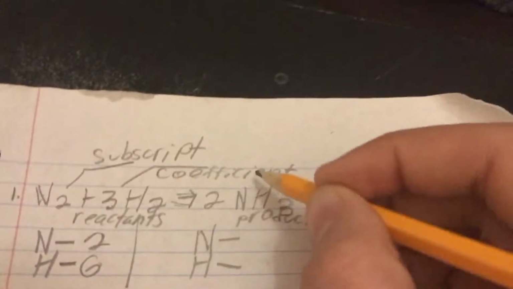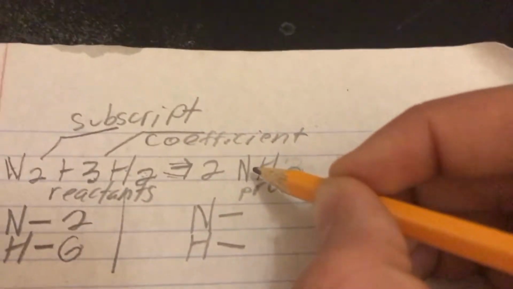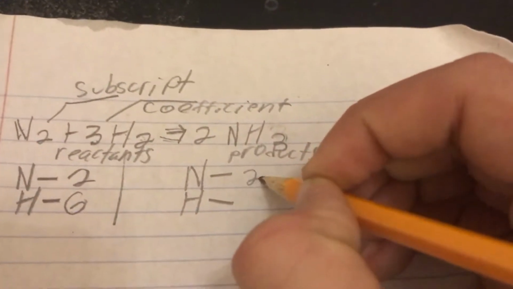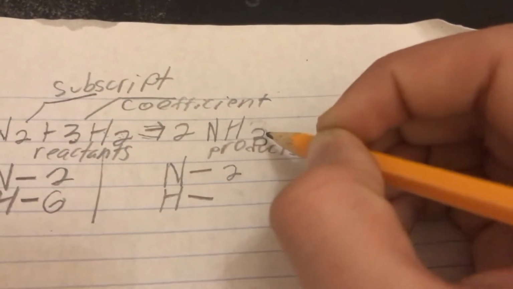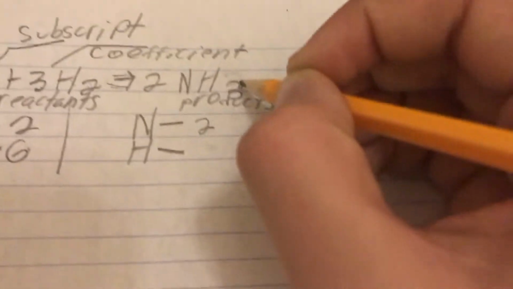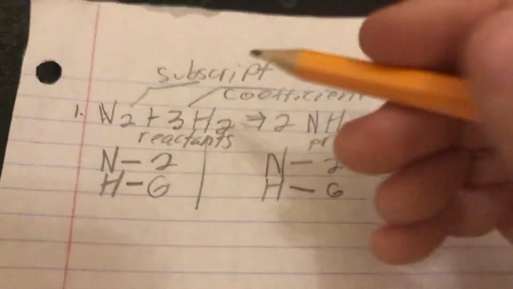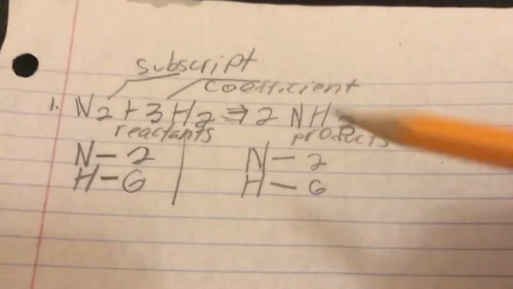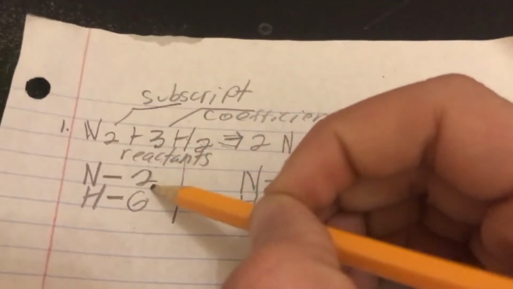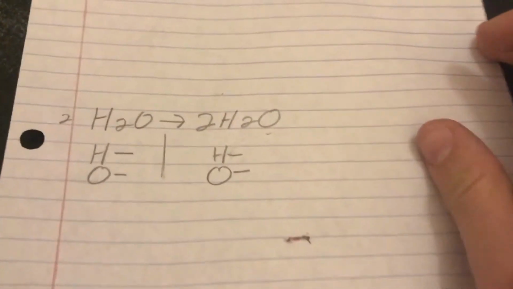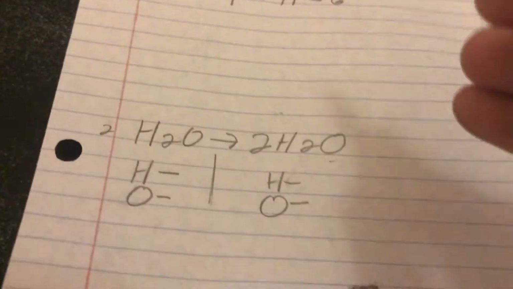So N has no subscript. That means it has 1 atom. So 1 times 2 is 2. Hydrogen has a subscript of 3, so 3 times 2 is 6. This is balanced because it has the same number of atoms per side. So 2 and 6 for nitrogen and hydrogen, 2 and 6 for nitrogen and hydrogen. Now let's go into the second equation.